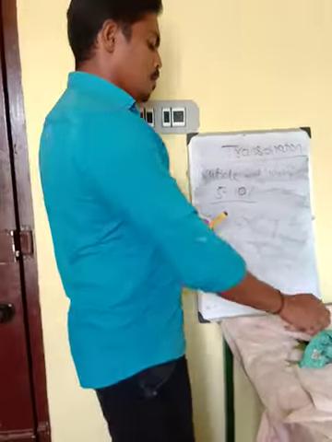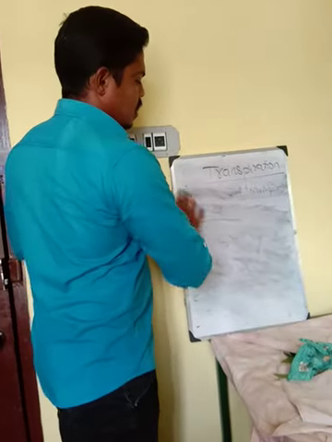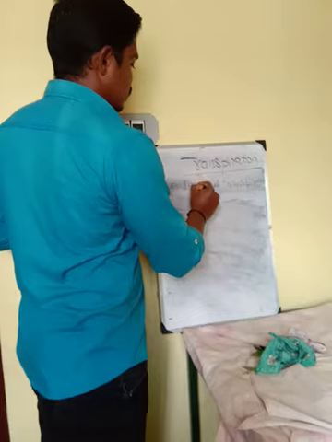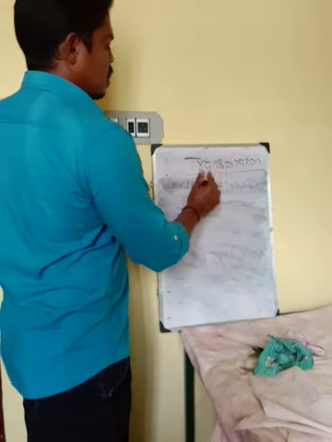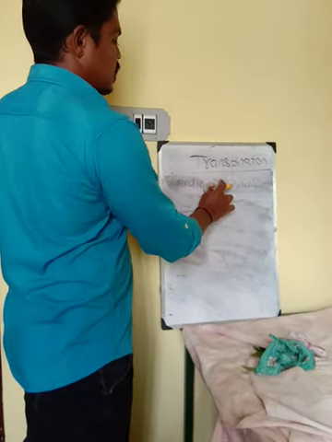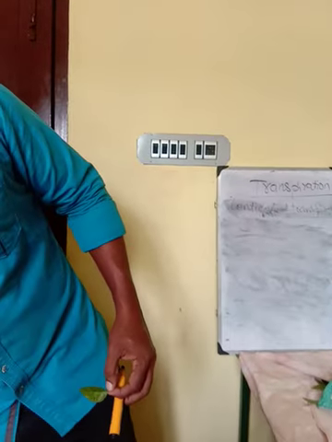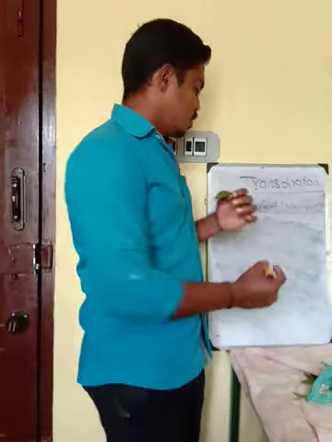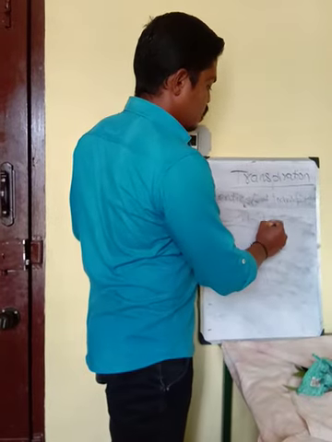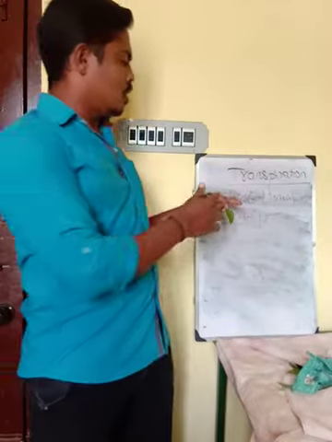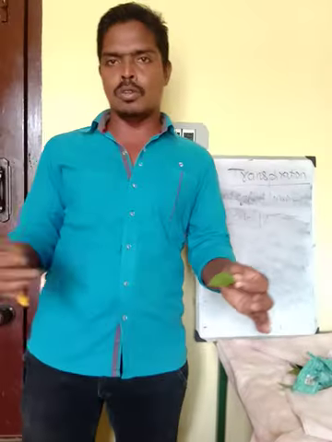Then coming to the next one, lenticel transpiration. About 0.1 to 1% of water is lost through the lenticel. I think you don't know about the lenticel. I will explain what a lenticel is.